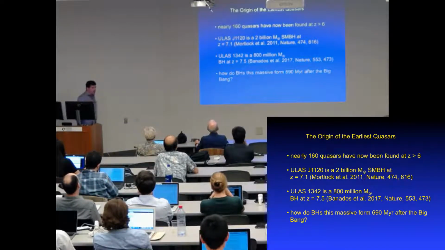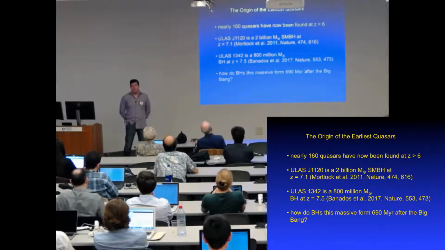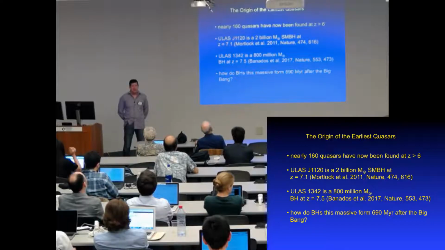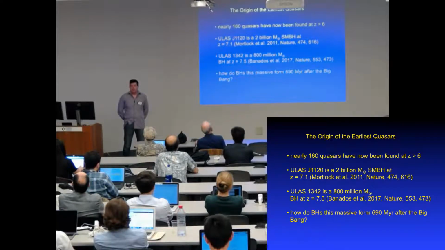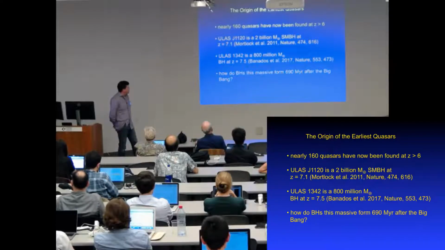So we now have found nearly 160 quasars above redshift 6. And the current record holder is this Bañados et al. quasar at redshift 7.5, with an 800 million solar mass black hole. And then the Mortlock et al. quasar, J1120, 2 billion solar masses at redshift 7.1.